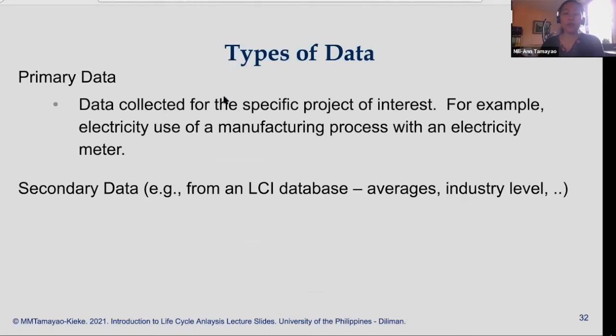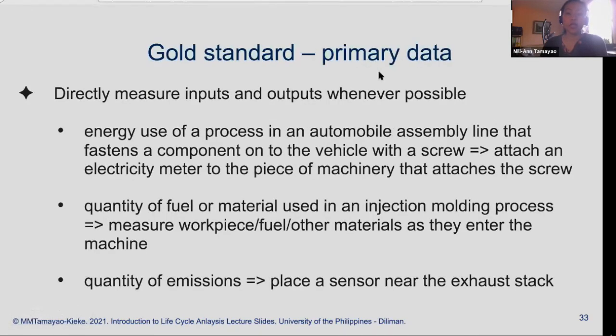again, remember there are primarily two types of data. You have primary data and you have your secondary data. So primary data is one that is collected for the specific project of interest, okay? And secondary data could be from LCI databases, or averages from industry, or industry level data that are available. So the gold standard is primary data. And the suggestion is for you to be able to directly measure inputs and outputs if feasible.